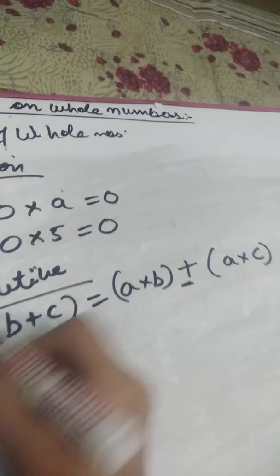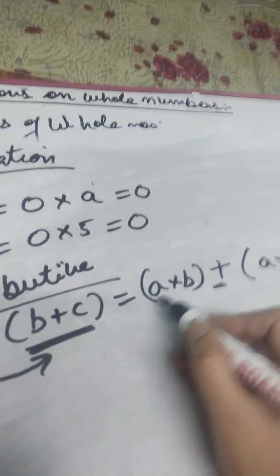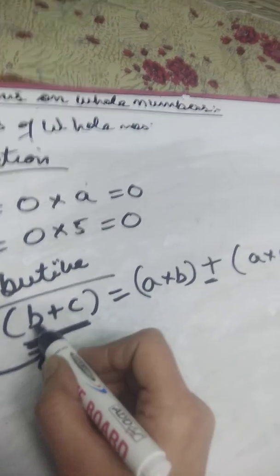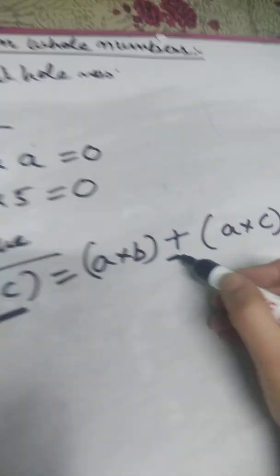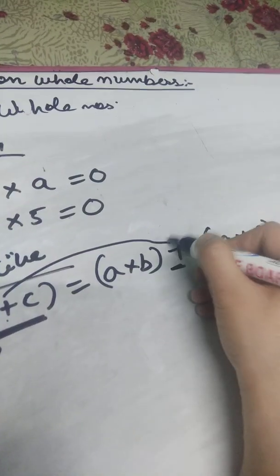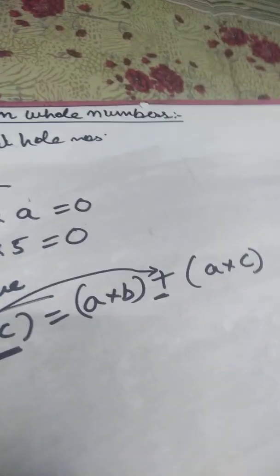See this B and C, it's together. So what we do, A you multiply by B, then you put this plus sign because we are opening the bracket actually. Then you put the plus sign here, and then A into C. Now we will be doing it by an example.